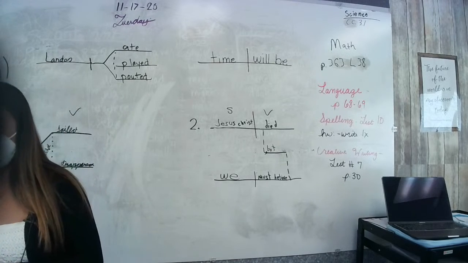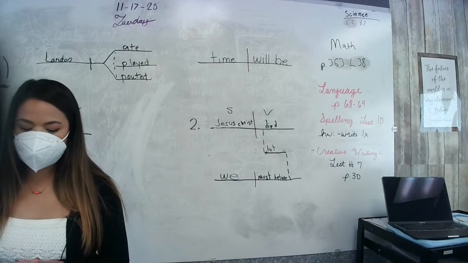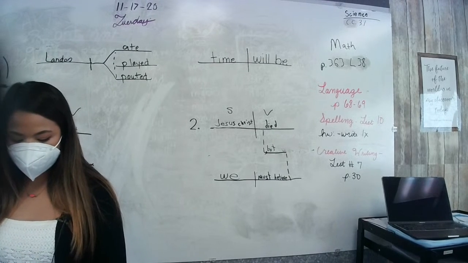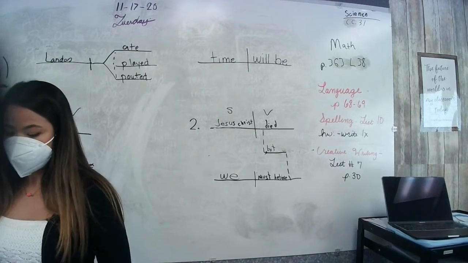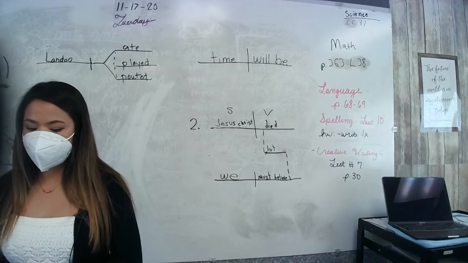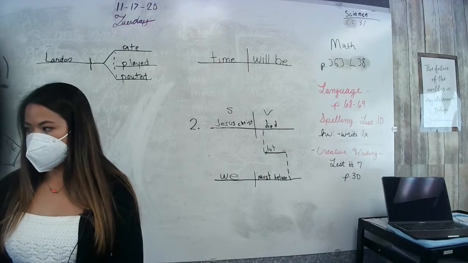Okay, who was the rescuer of Indian children? We just went over her. What was her name? Amy. Amy Carmichael. Okay, Amy Carmichael was the rescuer of Indian children.